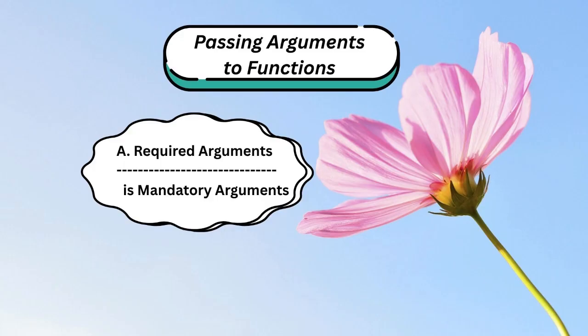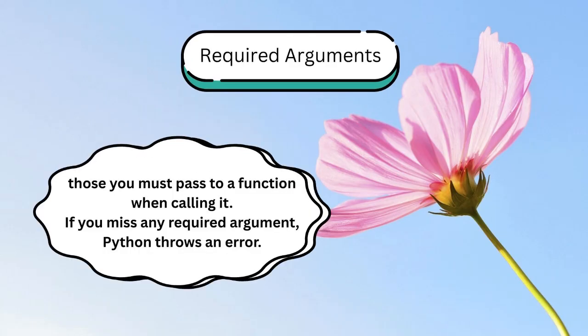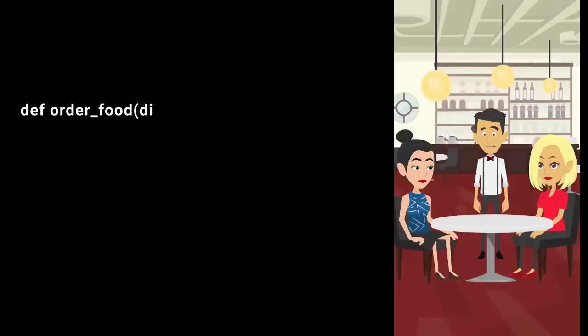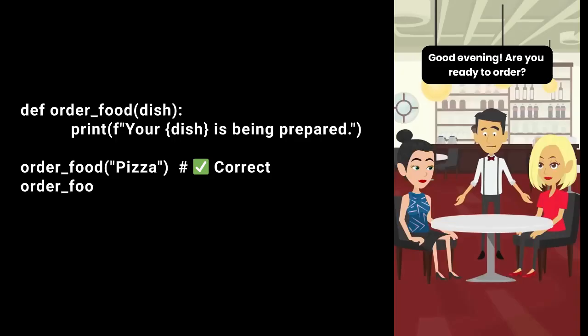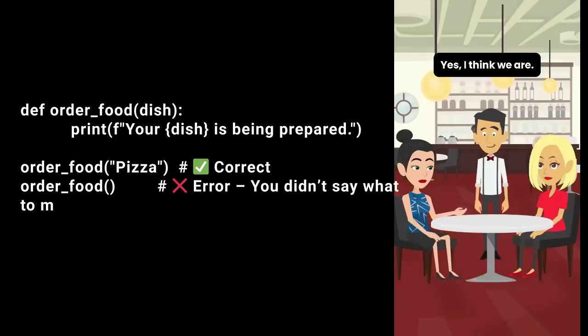Passing arguments to a function. Required arguments means mandatory arguments. Required arguments are those you must pass to the function when calling it. If you miss any required argument, Python throws an error. A real life example, if you observe, is ordering food at a restaurant. You must specify the dish name, or the waiter won't know what to serve.